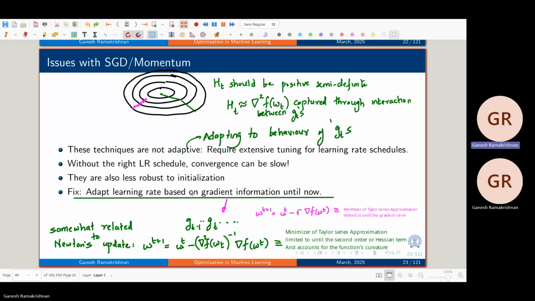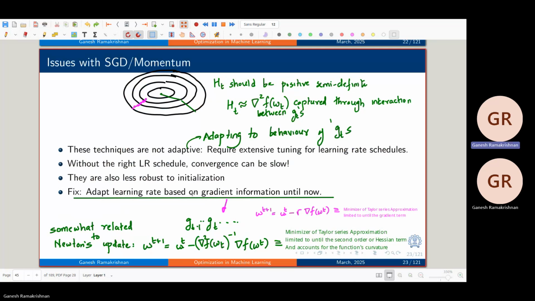With that, now what can we do further? So the problem, as I said, is these are not adaptive. The learning rates are not adaptive. Sorry, the direction is being adapted with respect to momentum. Learning rates are not adaptive, right? Adapting to the behavior of the GTs. Can the gammas and the betas and the alphas also adapt to GTs? That's the question. And without the right learning rate, the convergence can be slow. It's a big problem. Learning rate is a big problem.